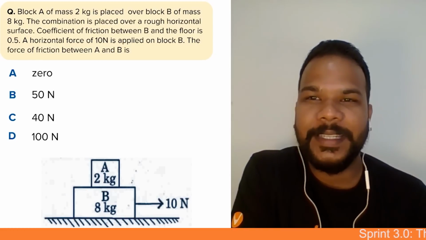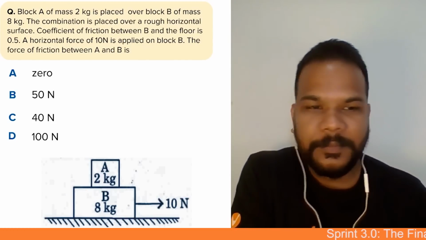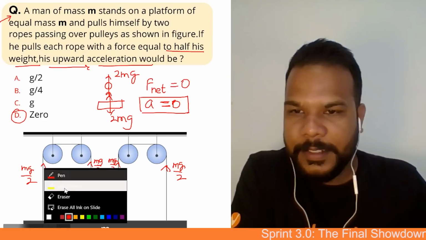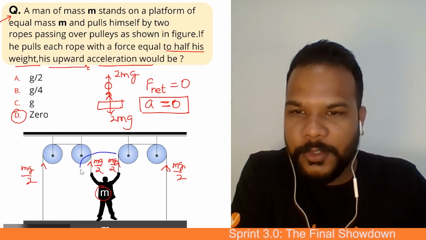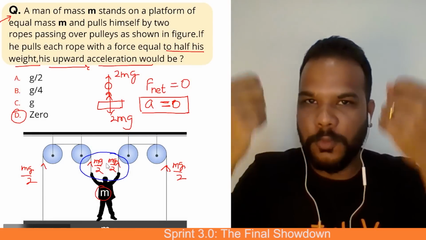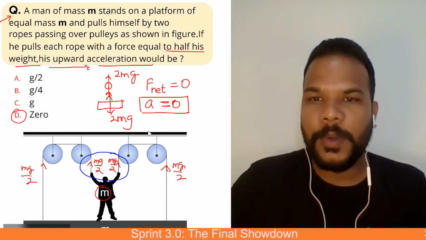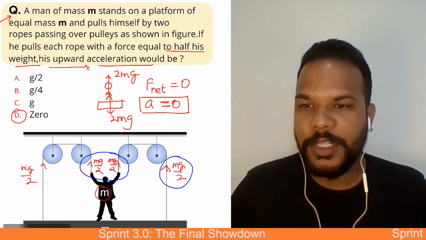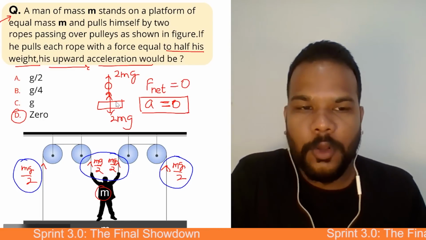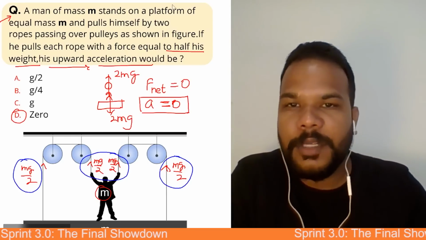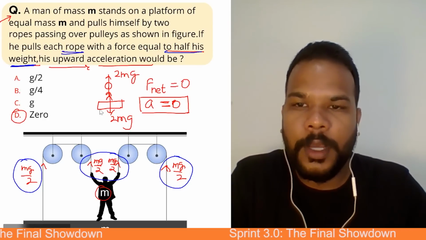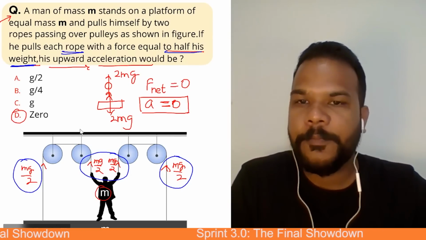Block A of mass 2 kg, as you can see, is... Okay, people are confused here. Why did mg and mg/2 come in four places? These two forces, guys, are acting on the person. When you try to pull the string or rope, when you pull the rope downwards, the rope will pull you up. So these two forces are acting on the person. And these two forces, mg/2 and mg/2 in the string, are acting on the platform. So that's why the platform will also try to lift along with the person. How mg/2? Because the question says the force which the person is applying is equal to half of the weight in each rope. So in each rope there is a force of mg/2. Okay, understood? Nice.